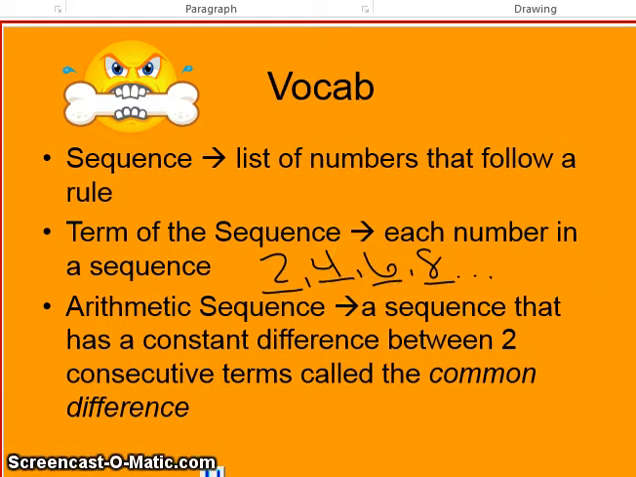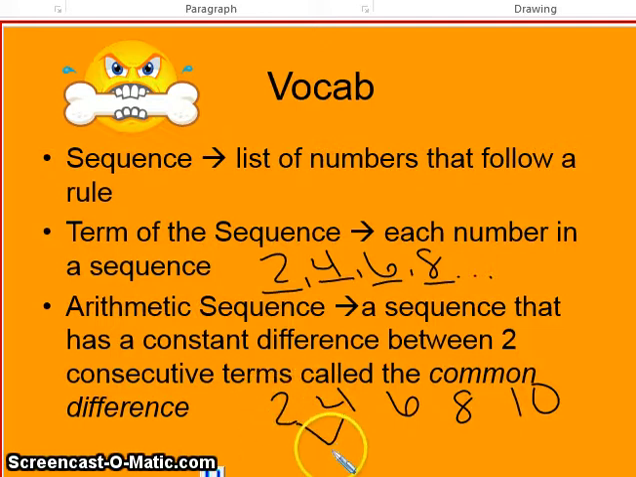An arithmetic sequence specifically is a sequence that has a constant difference between two consecutive terms. Now that's called the common difference because it's the difference that is common for each pair of terms. Now in that example, 2, 4, 6, 8, 10, the common difference is the difference between the two terms that is the same for every pair of terms.